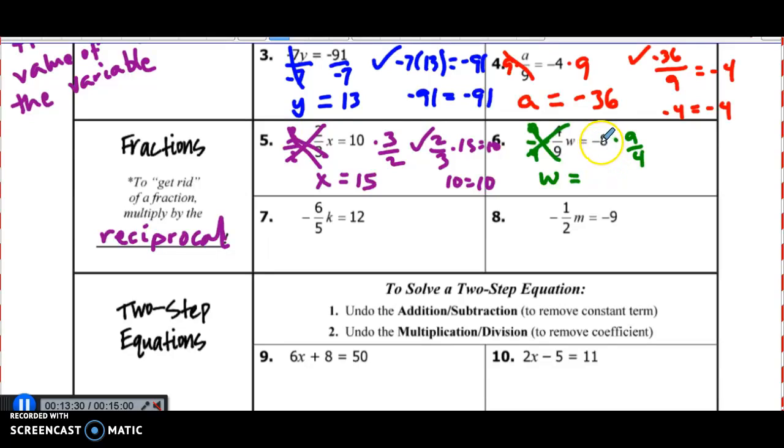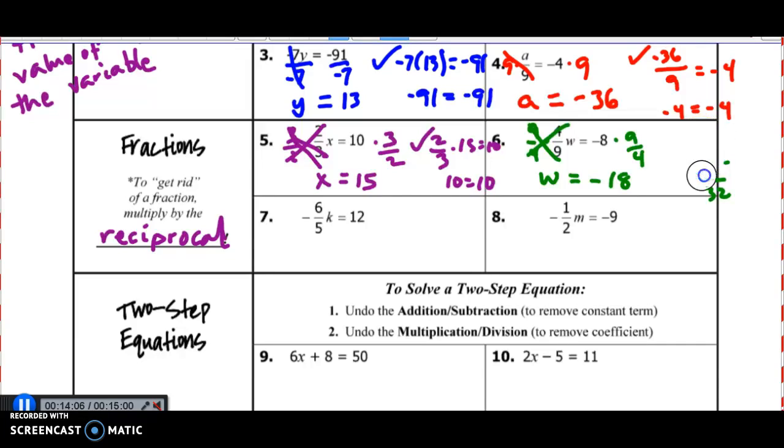On the right side, I have -8 times -9, which is -72, divided by 4. So I have a negative divided by a positive. That's going to give me a negative. And 72 divided by 4: 4 will go into 7 once, give me 3 leftovers, and when I bring down the 2, 4 will go into 32 8 times. So this is -18.